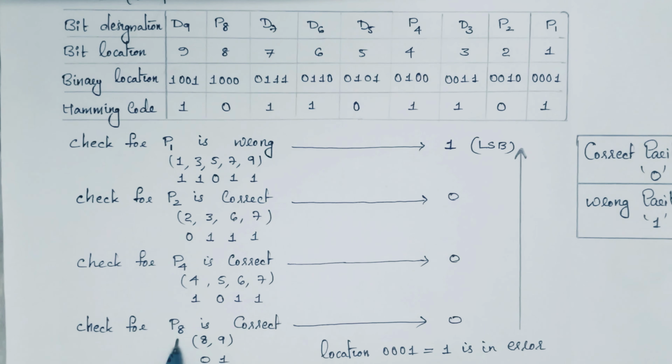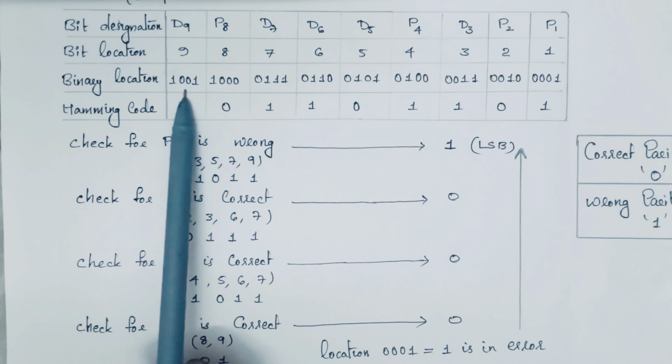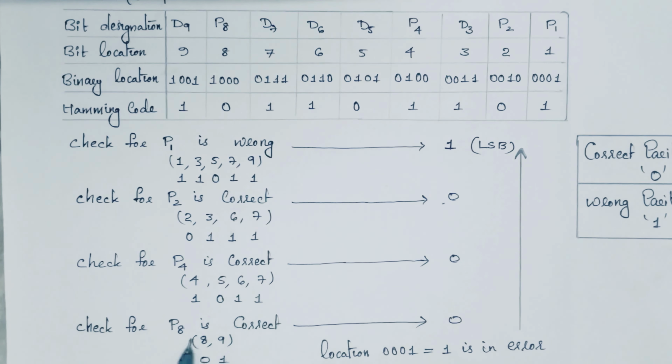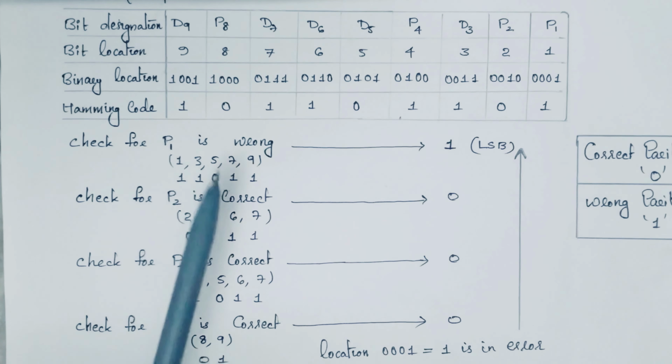Now the last parity bit is P8. For checking P8, we need to check the locations 8 and 9. Why 8 and 9? In 8 and 9, the fourth bit is 1. Fourth bit means 1, 2, 3, 4. Fourth bit is 1. In 9 also, 1, 2, 3, 4, fourth bit is 1. So 8 and 9 we are grouping together. Now we need to write what is there in 8th and 9th location. On 8th location we have 0. On 9th location we have 1. So the binary word is 0, 1. In 0, 1, how many ones are there? 1. And that is an odd number. We want odd parity. So the check for P8 is correct. If it is correct, we need to mark it as 0.